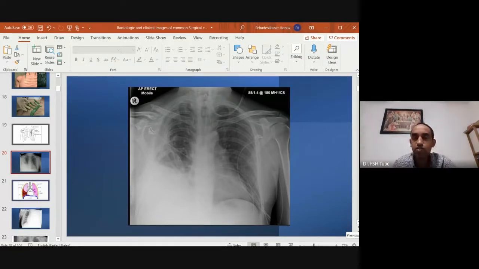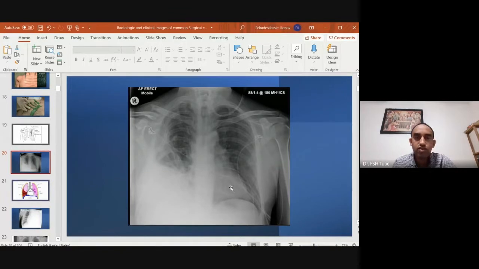So when you are trying to measure the JVP, you have to feel for the angle of Louis. And when you are about to count the intercostal spaces, your first landmark is the angle of Louis. The one corresponding to it is the second intercostal space, and you go down laterally counting the intercostal spaces. You do that on cardiac examination. Very good.